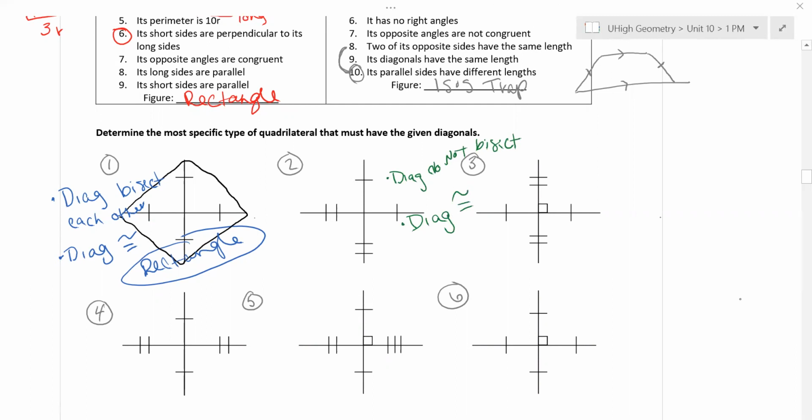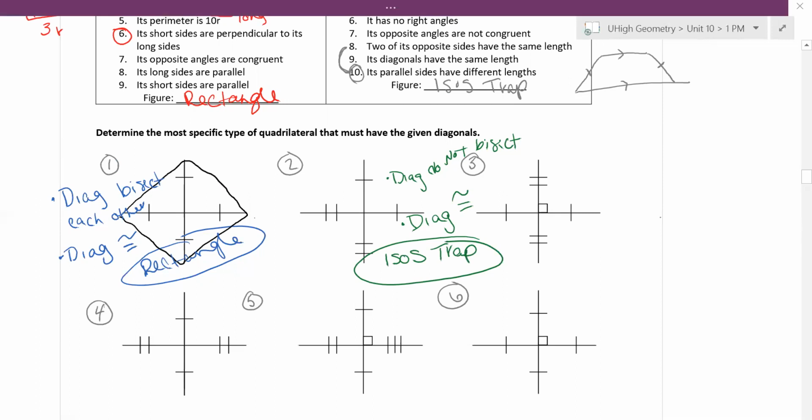So what shape would have diagonals that do not bisect each other, but the diagonals are congruent? Take a second and look back at our definitions. This would happen if I had an isosceles trapezoid. All right, number 3, let's take a look.